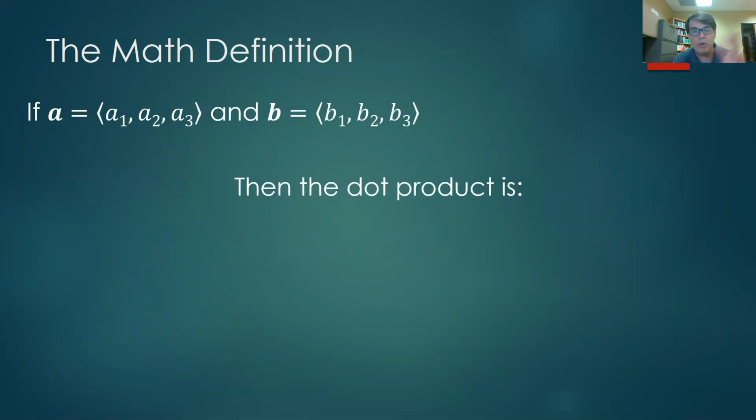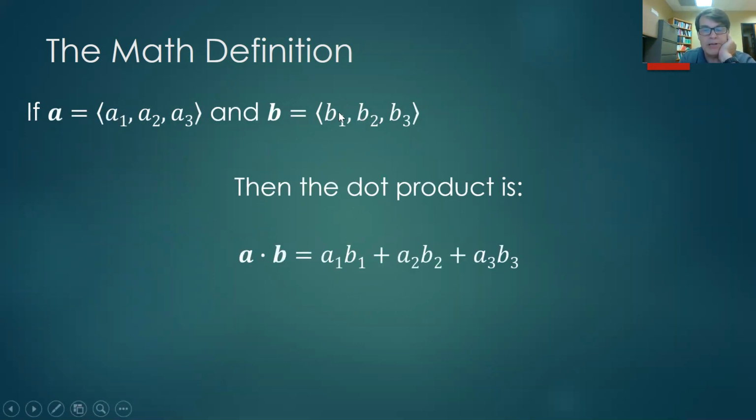Okay, so the dot product, what is the dot product of these two vectors? Well, it's going to turn out to be the first times the first, the second times the second, and the third times the third. And then you add them all together.